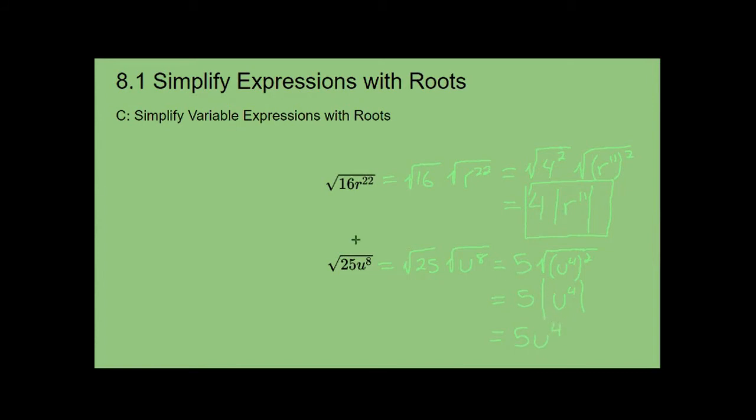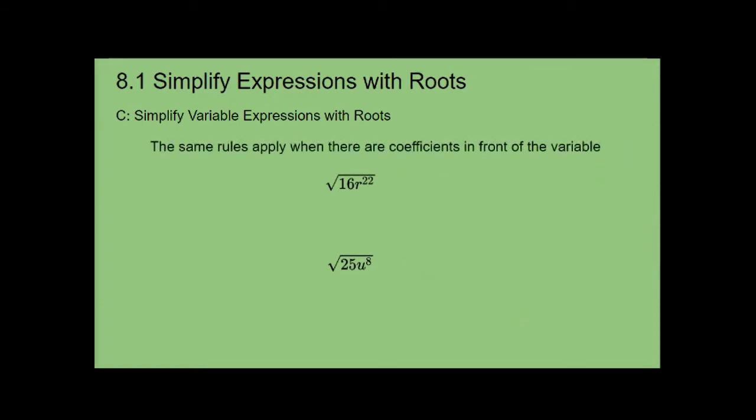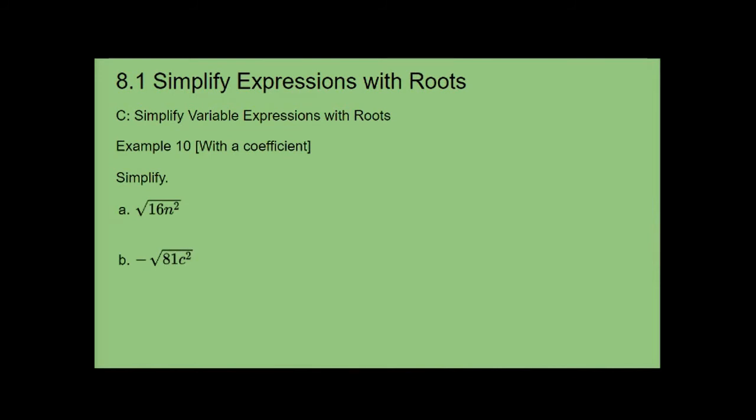Okay, so let's look at an example. So this one has a coefficient in front of your variable. Square root of 16n squared. Like I said, we can rewrite that as the square root of 16 times the square root of n squared. Square root of 16 is 4. And then the square root of n squared is the absolute value of n. And because our exponent here is 1, it's an understood 1, we don't actually write it, and 1 is odd, we have to leave those absolute value bars there.